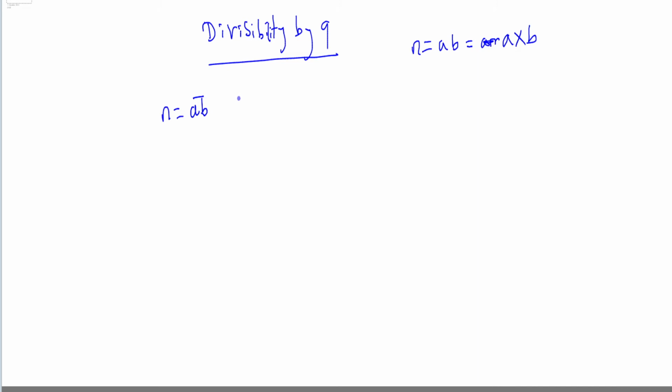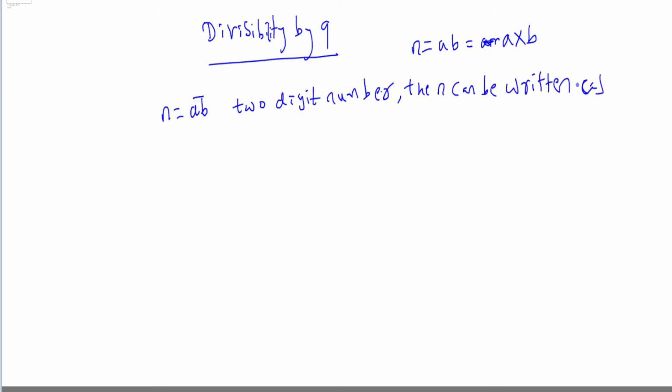See this. If it is a 2-digit number, then n can be written as n is equal to 10a plus b. We know that whether it is a 2-digit or 3-digit or 4-digit number, it can be represented in this form. Okay, we know this thing.